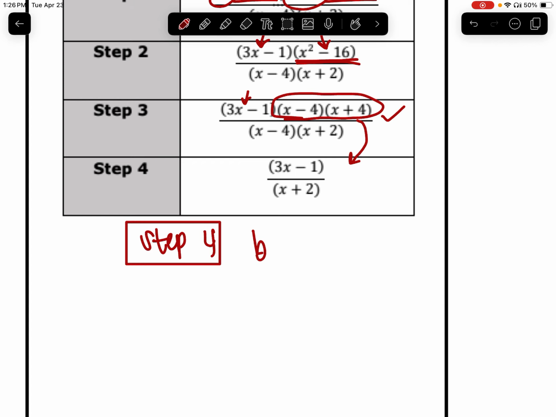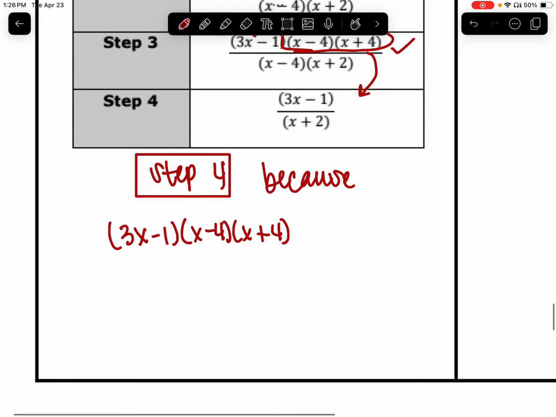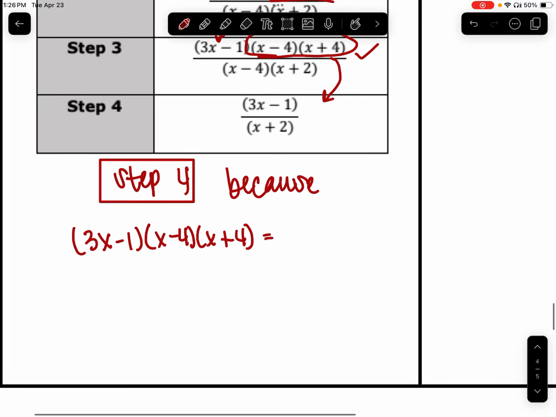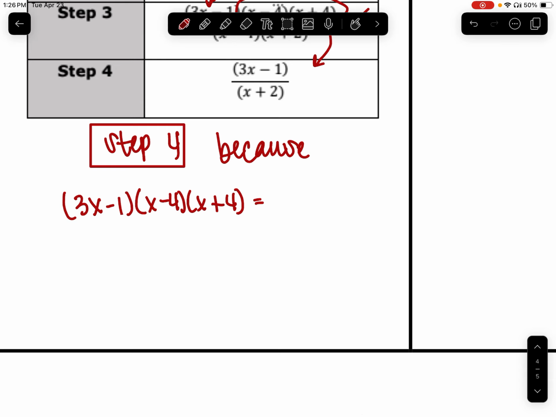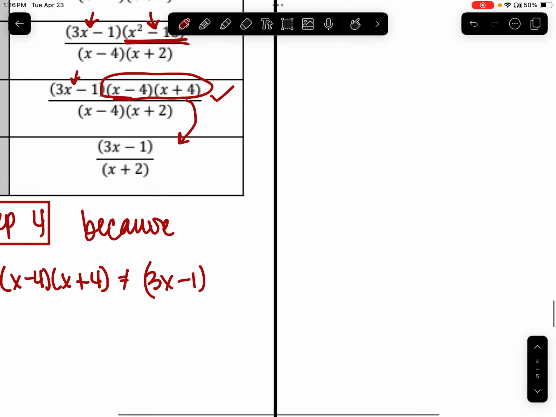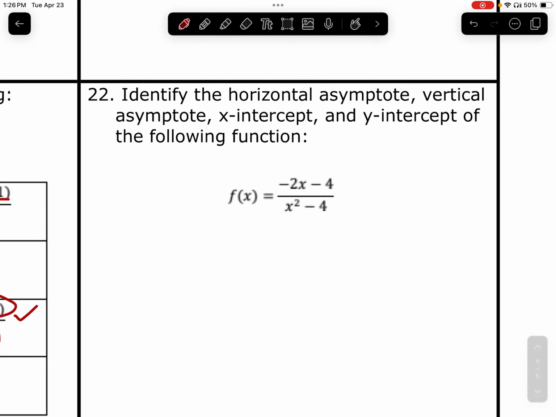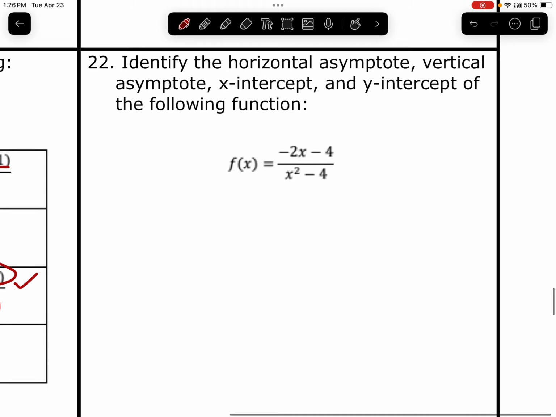And the reason is because 3x minus 1 times x minus 4 times x plus 4 does not equal 3x minus 1. Like, these don't just magically disappear. Go ahead and try number 22. Just kidding. We're going to do this one together. My bad. Identify the horizontal asymptote, vertical asymptote, x-intercept, and y-intercept.